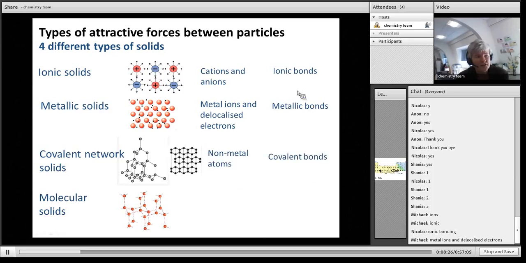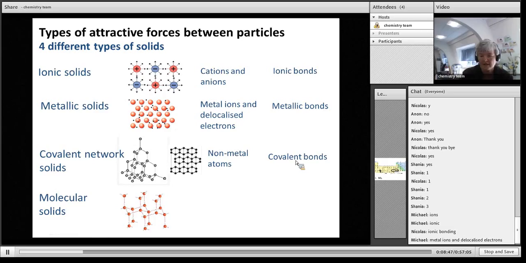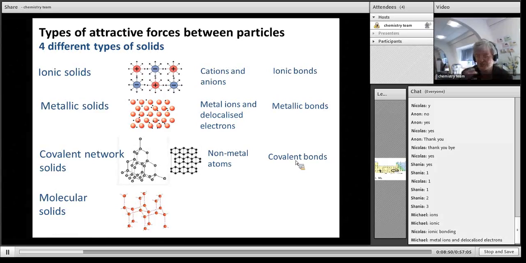Now all of these three bonds are strong. They're all electrostatic attractions. In ionic bonds, it's between a positive cation and a negative anion. Metallic bonds are between the positive core metal ions and the negative delocalized electrons. With covalent bonds, it's between the nucleus of one atom attracting the shared electrons between the two atoms, so it's both its own electrons and the electrons being shared from the other atom.